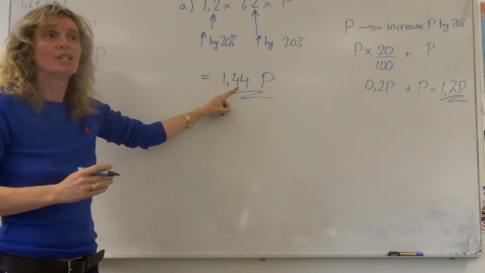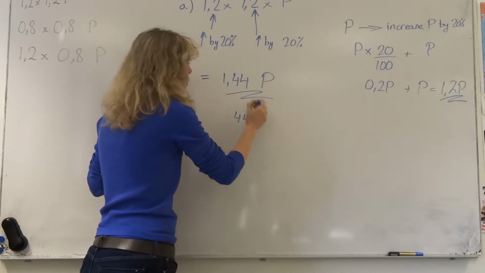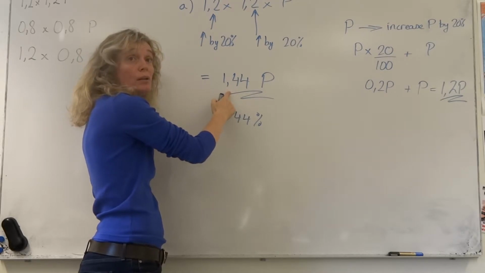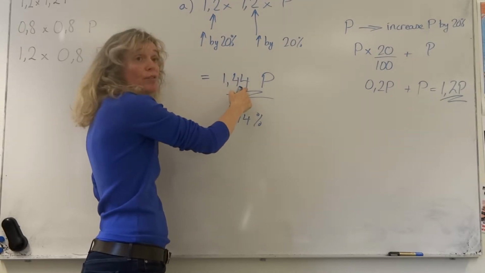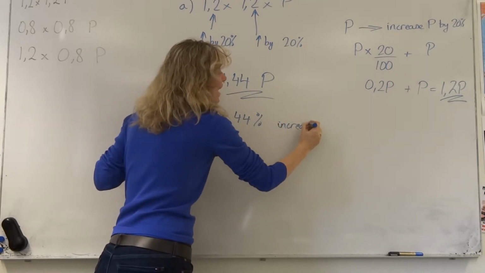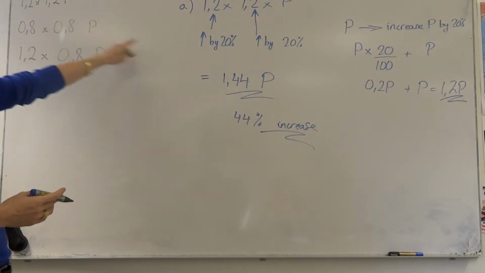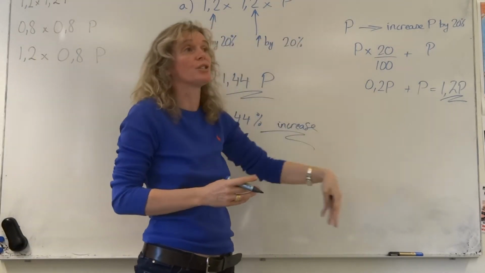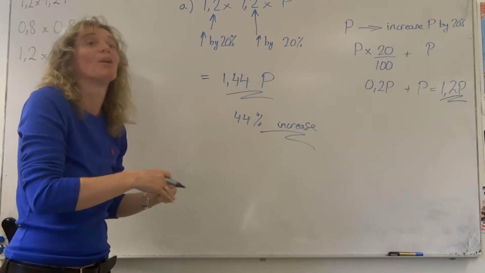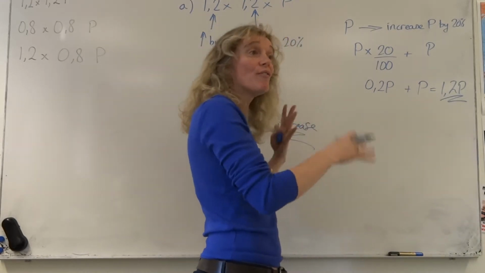Now you get the answer directly. How many percent have you increased P? 44%. So the answer is the number that's above or below 1. So here it's plus 0.44. That's your percentage increase. And that's why the change factor is so useful. To represent it like this and skip all of these calculations: first taking 20%, then adding it to P, and then multiplying by another 20%, and then adding P again. So you avoid all of that.